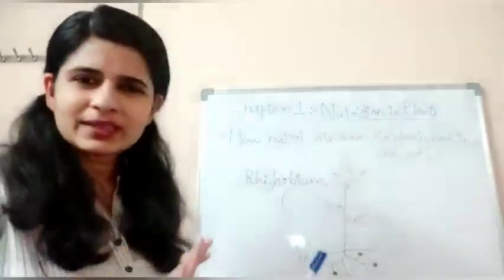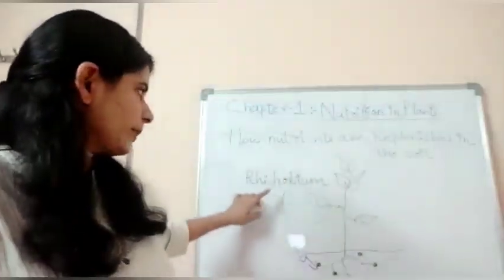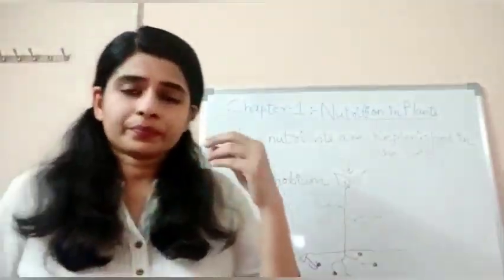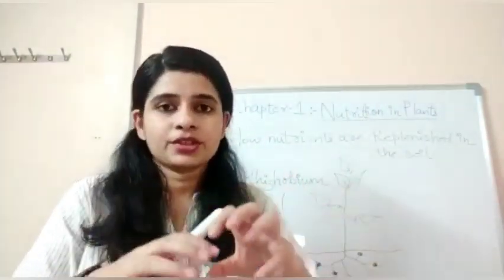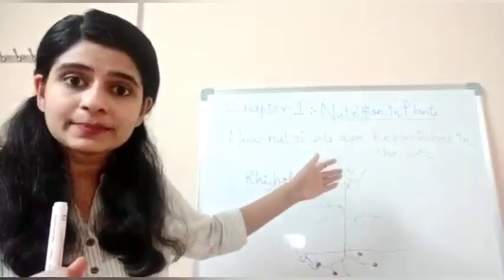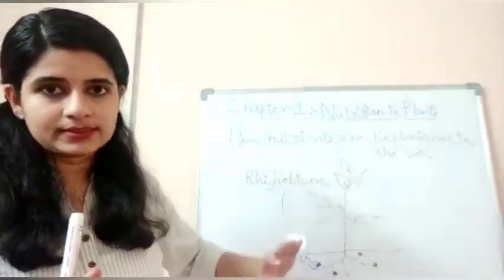Okay, so this is a very simple topic. You have to remember that rhizobium is a bacteria which converts atmospheric nitrogen into water soluble nitrogen, and this water soluble nitrogen is absorbed by the plants, leguminous plants, to make proteins.